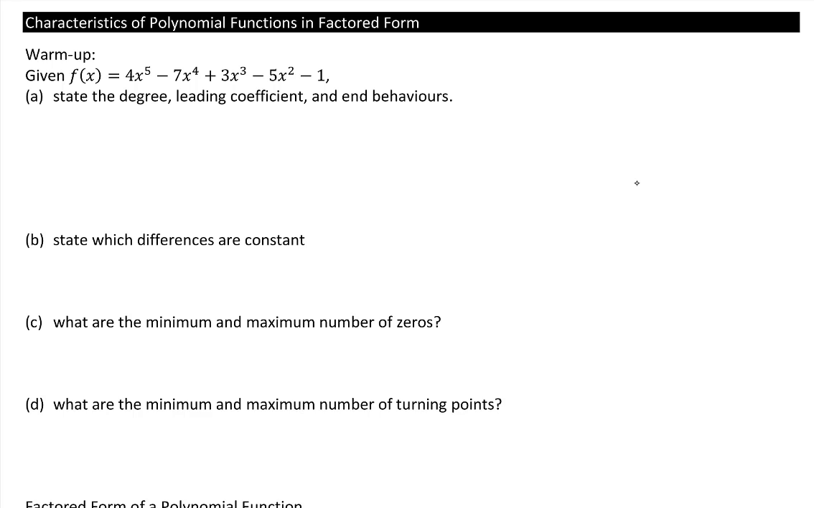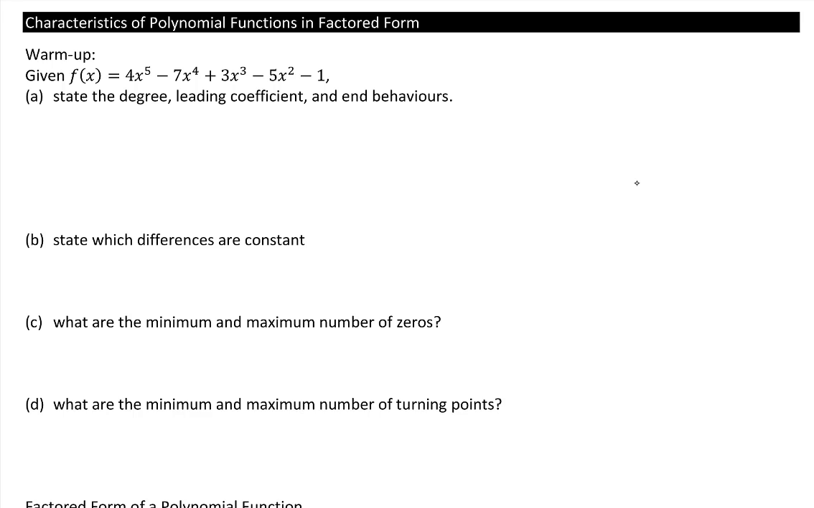So next is characteristics of polynomial functions in factored form. First we're going to start with a warm-up. Given the following polynomial function, notice it's in standard form since it's written with decreasing powers of x. I want you to state the degree of the following polynomial function, the leading coefficient, and the end behaviors.